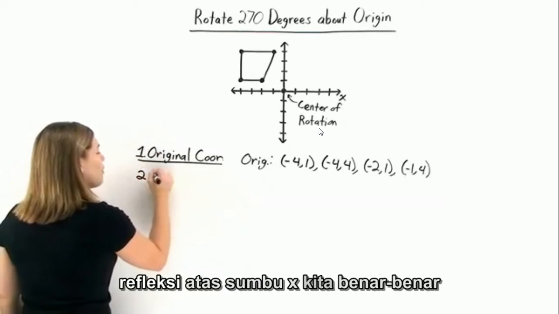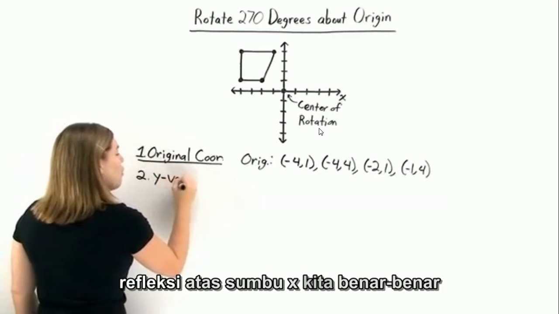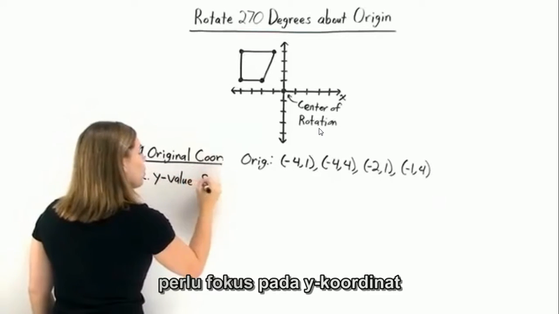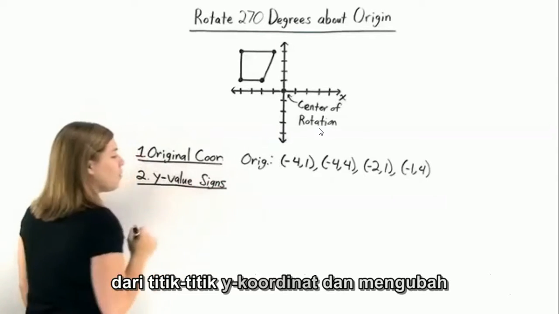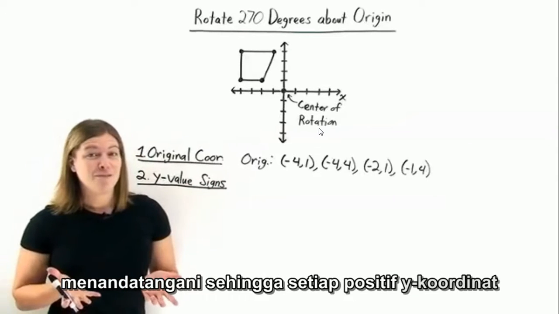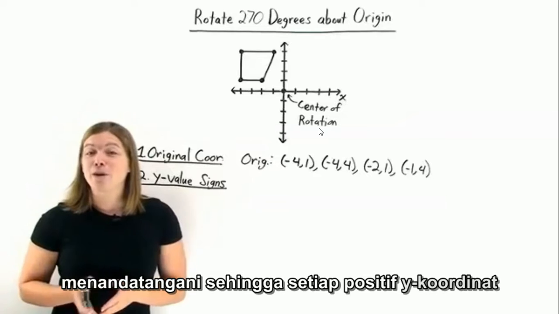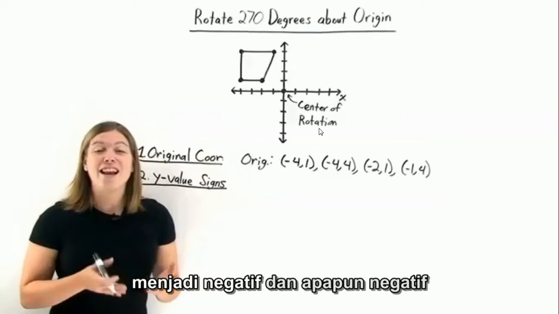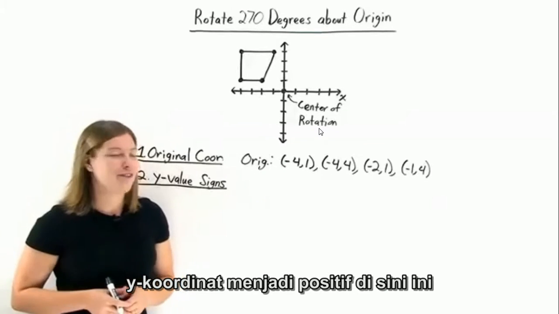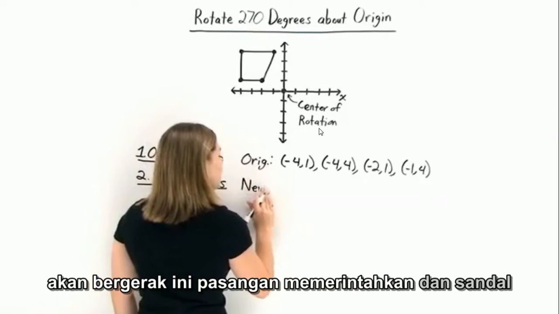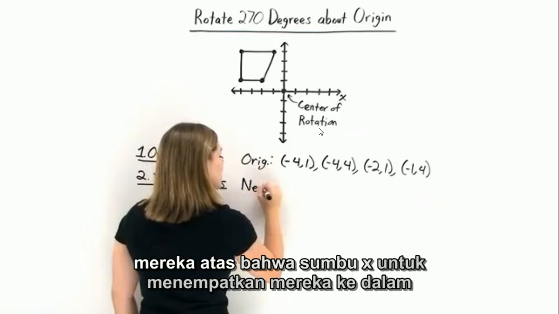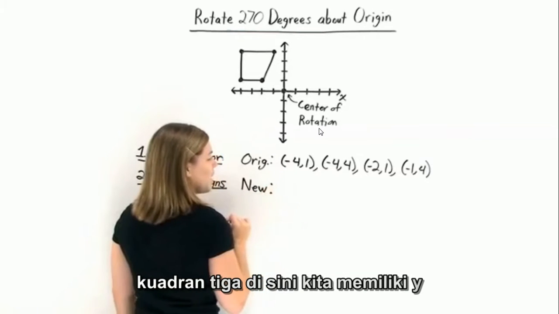To perform a reflection over the x-axis, we actually need to focus on the y-coordinates of our ordered pairs. We need to take each of those y-coordinates and change the sign. So, any positive y-coordinate becomes negative, and any negative y-coordinate becomes positive. Here, this will move these ordered pairs and flip them over that x-axis to put them into quadrant 3.